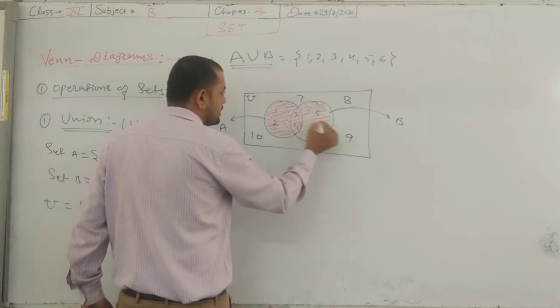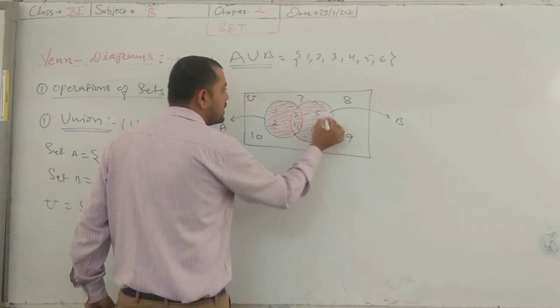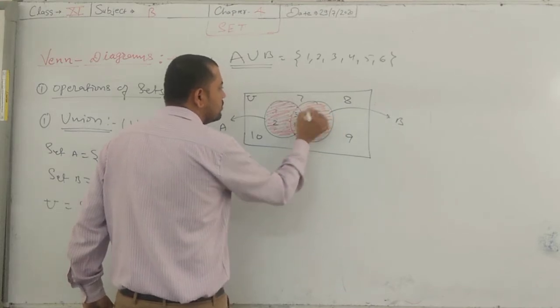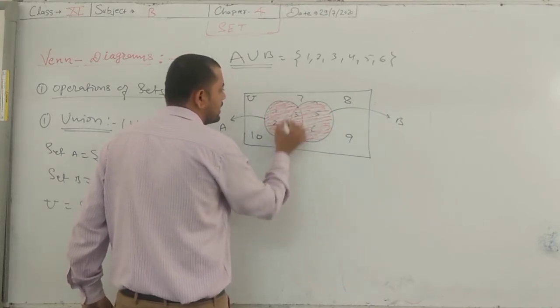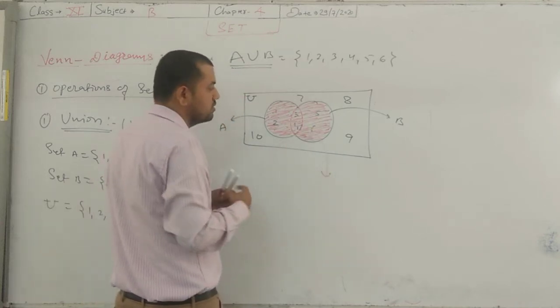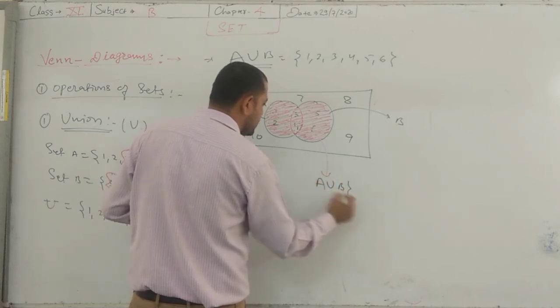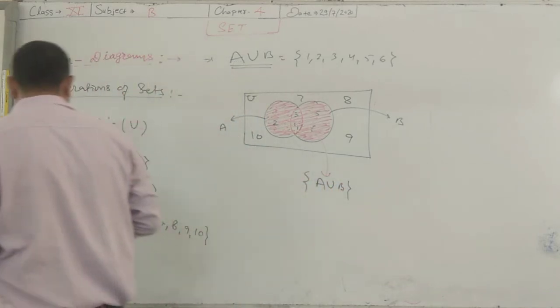Okay, for representing the union, intersection and other operations with a Venn diagram, we shade the given portion containing the elements 1 to 6. That shaded portion is represented by A union B. That is the Venn diagram representation of A union B. It is very simple.